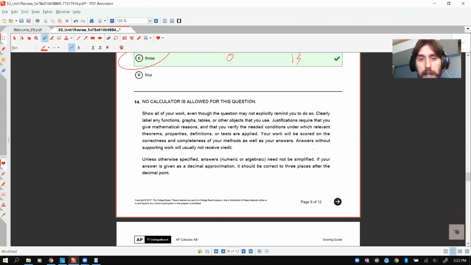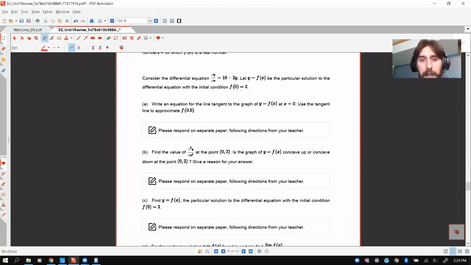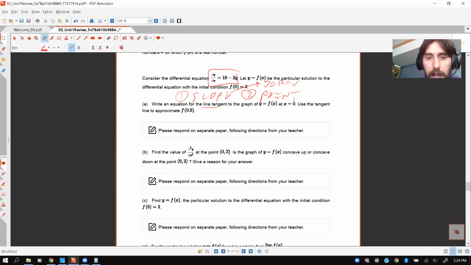All right, last question, 14. For part A, we're asked to find a tangent line. In order to find a tangent line, there are two things you have to find: a slope and a point. In order to find the slope, we use the derivative. And look, they give us the derivative right here. The derivative of y with respect to x is 10 minus 2y. So to find my slope, I'm just going to plug in for the point that they give me, 0, 2, I'm just going to plug in those values.